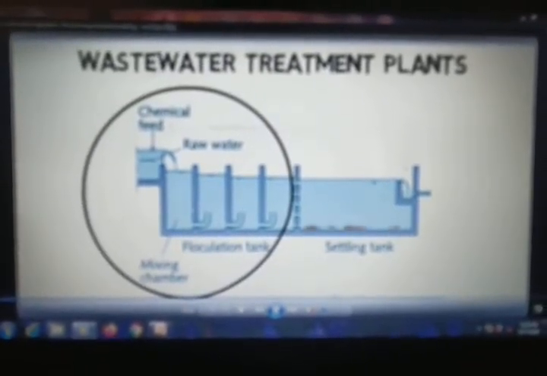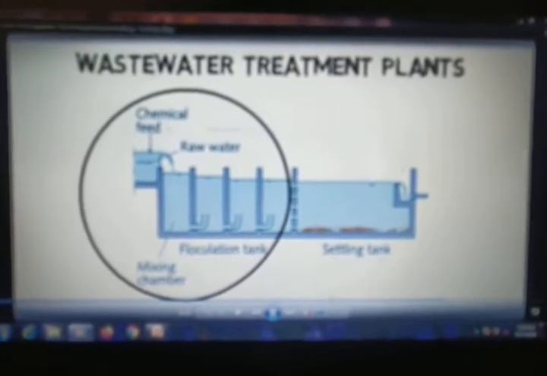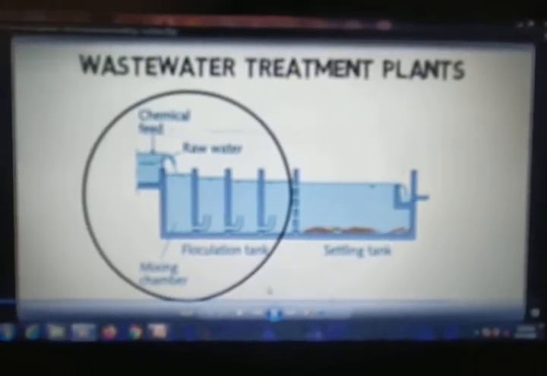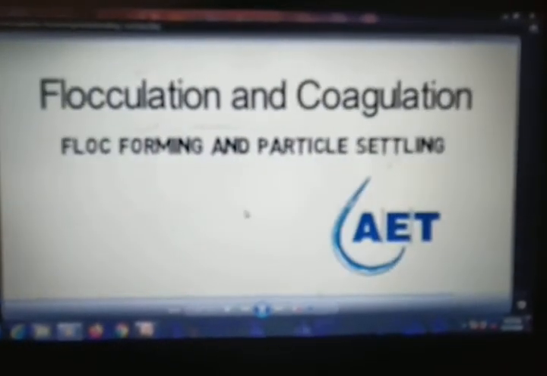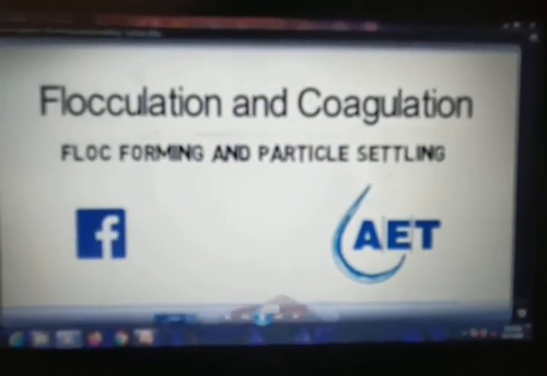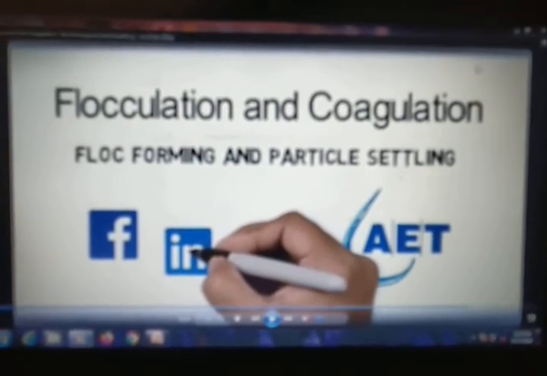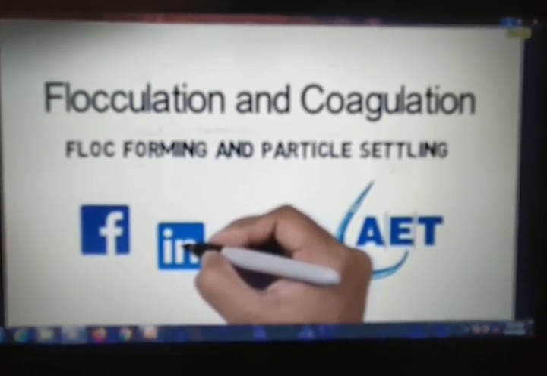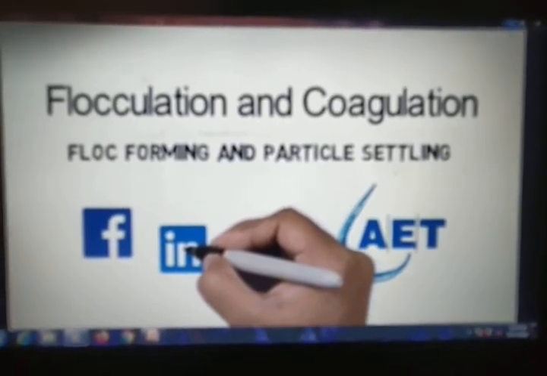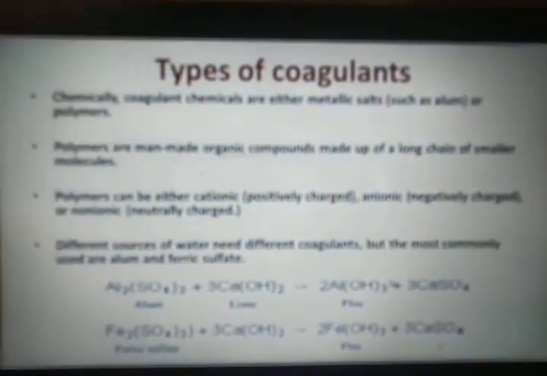It may be followed by aeration. There could be a coagulation and flocculation tank wherein the chemical will be fed to the water, and it will go to the sedimentation tank for the settlement of the particles. I hope you have understood the process of coagulation and flocculation. Now let us continue with the different types of coagulants.